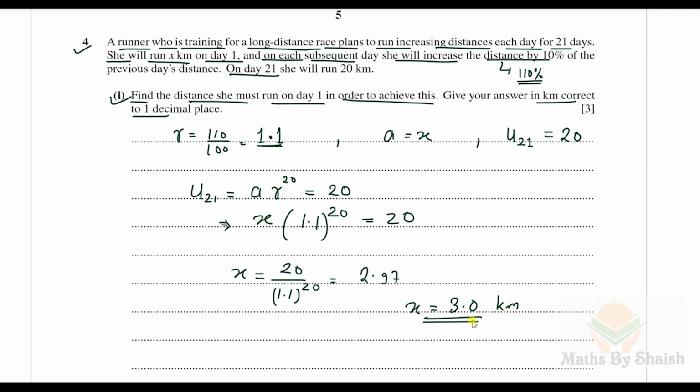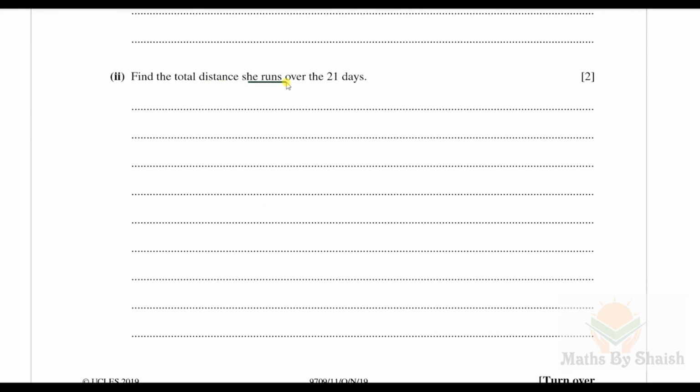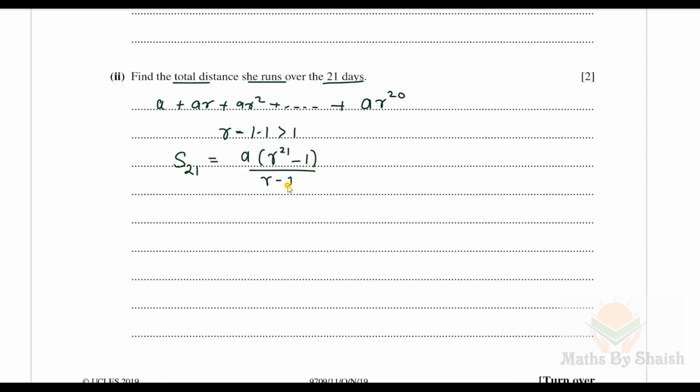Let's do the next question. Find the total distance she runs over 21 days. So total distance means sum of all. It's like you are adding a and ar and ar square and so on till the 21st day, that is ar to the power 20. And since r is 1.1, which is more than 1, the summation S21, sorry, I wrote 20, I don't know why, S21 is a into r to the power 21 minus 1 upon r minus 1.